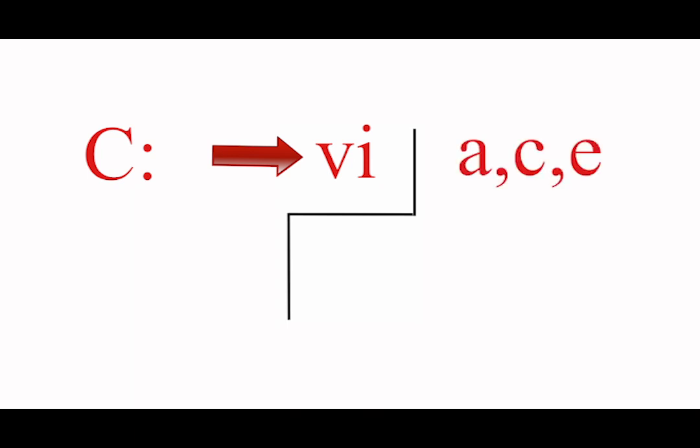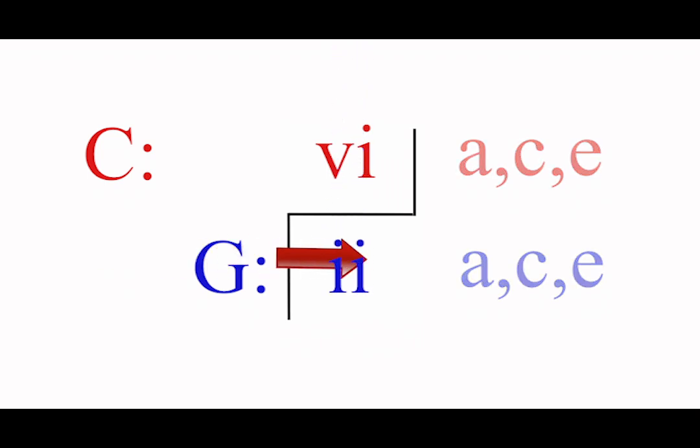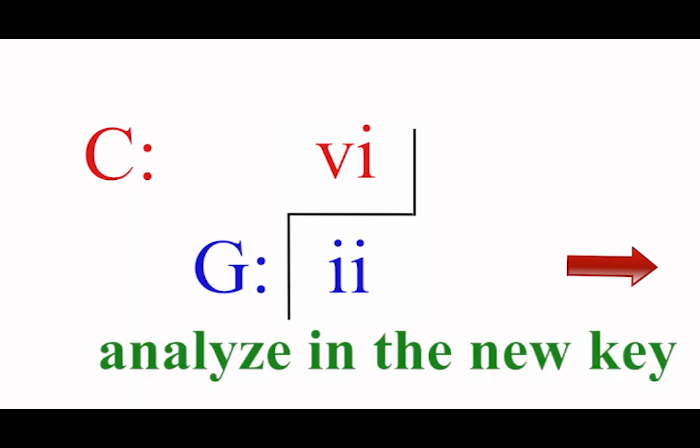The top section is for the chord as it exists in the original key. In C major, we can put a 6th chord on the top, which has the notes A, C, and E. The bottom section is for the new key. Let's say it's G major. That same A, C, E chord is now a 2 chord. And from that point on, we analyze the rest of the progression in the new key.